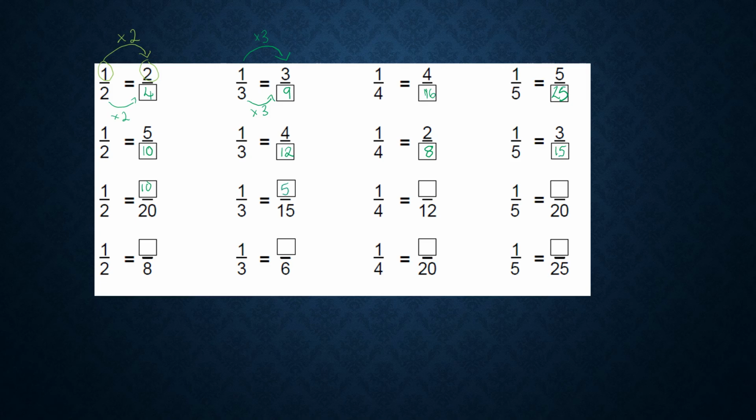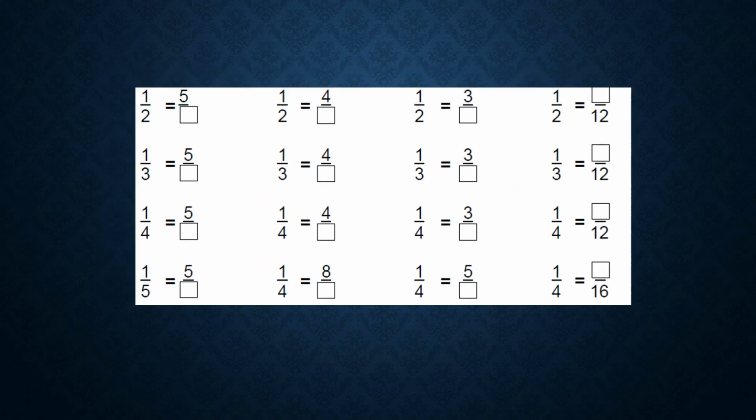1/3 is equivalent to 5/15. 1/4 is the same as 3/12. 1/5 would be 4/20. Half is 4/8. A third is 2/6. 1/4, 5/20, and finally 1/5 is 5/25. Another set for you to try here, so pause the video and then we'll go through the answers.